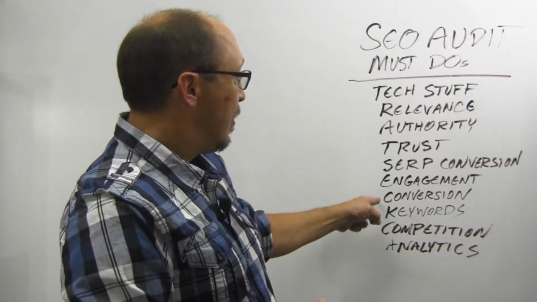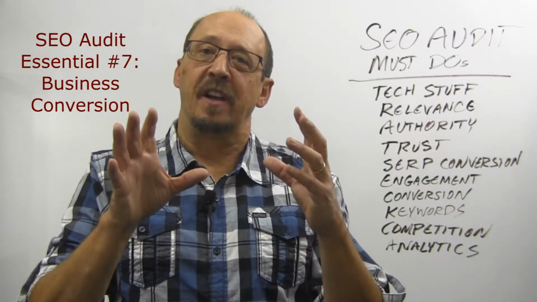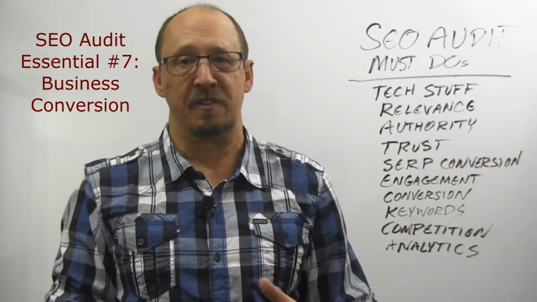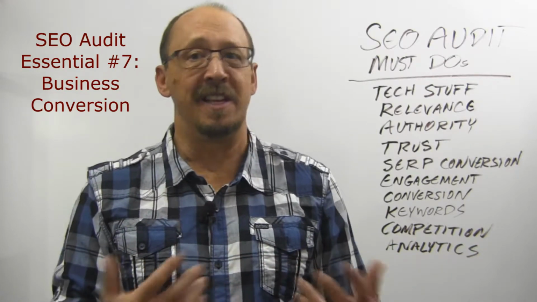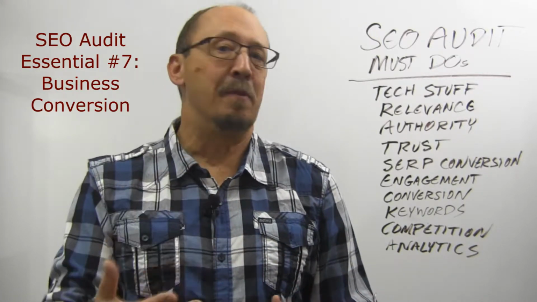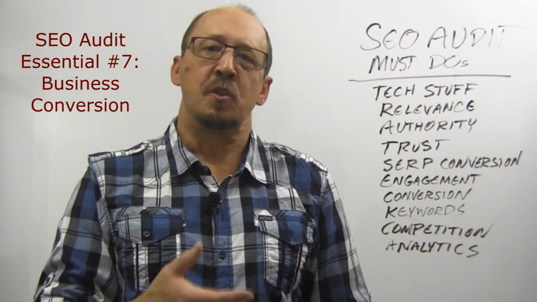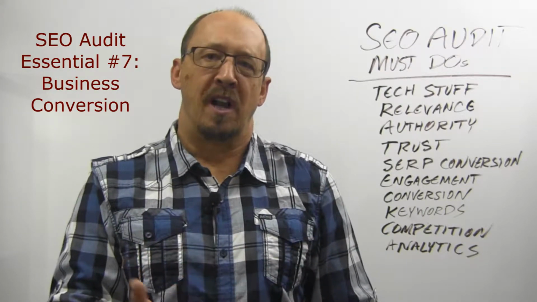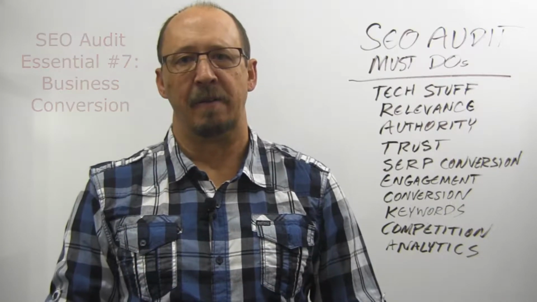Number 7 has to do with conversion, and this means business conversions. That is the whole notion of getting people to not just find your site, because people can find your site, they can hang around your site, think it's great, but if they never become a lead or a customer, what was the point, right? So this is one more area where a good SEO audit will tell you how you're doing and how to make it better.